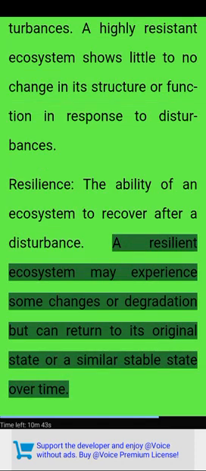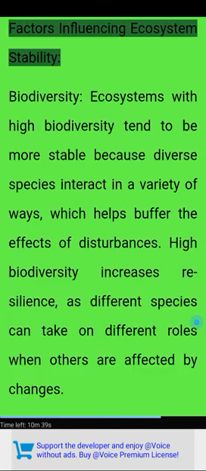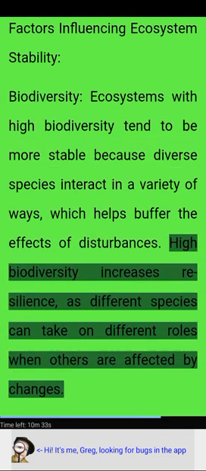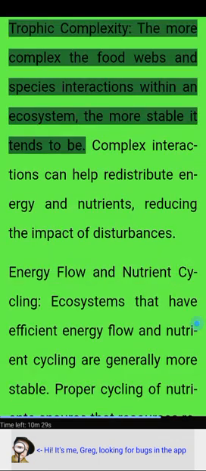A resilient ecosystem may experience some changes or degradation but can return to its original state or a similar stable state over time. Factors influencing ecosystem stability. Biodiversity. Ecosystems with high biodiversity tend to be more stable because diverse species interact in a variety of ways, which helps buffer the effects of disturbances. High biodiversity increases resilience, as different species can take on different roles when others are affected by changes.